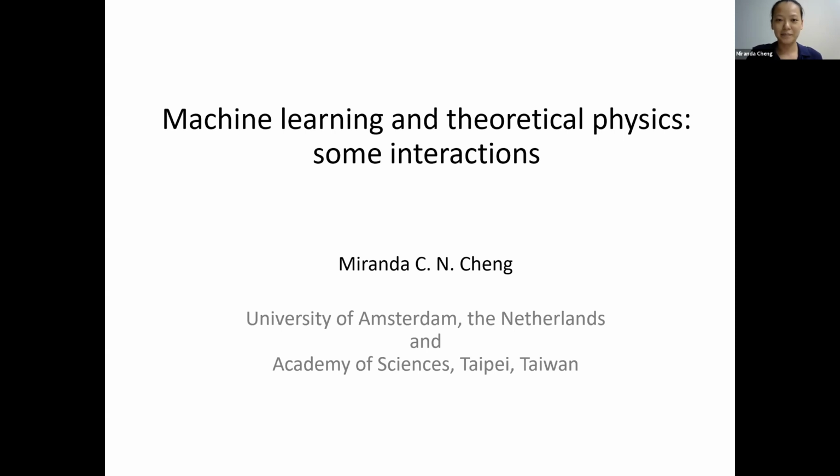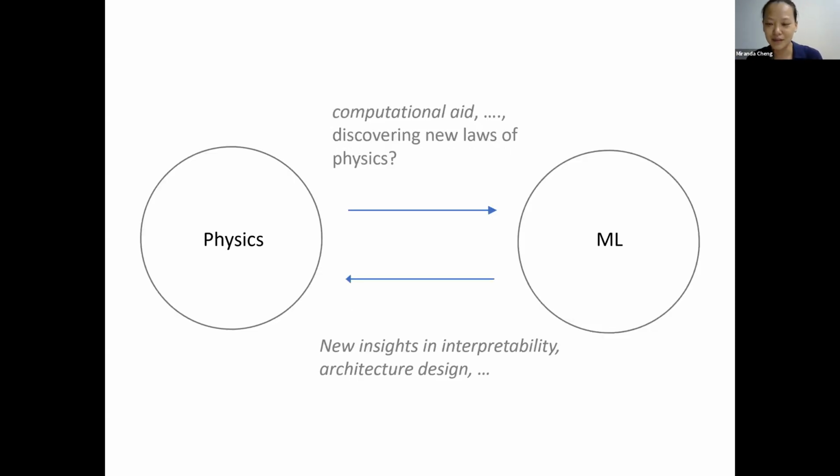Okay, so some advertisement slide. What does machine learning have to do with physics? Obviously, in one direction, machine learning can provide computational aid to physics questions, and machine learning techniques have already been widely used in subfields of physics, including astrophysics and detector physics, where data pose a very big challenge, but also the most important resources.